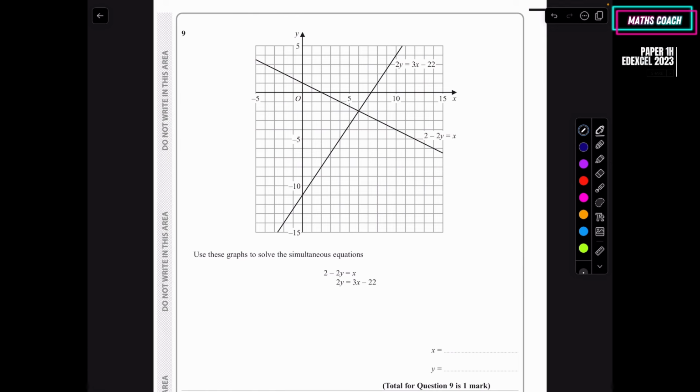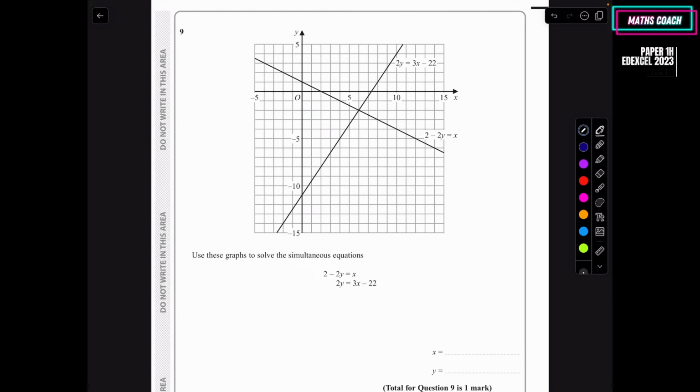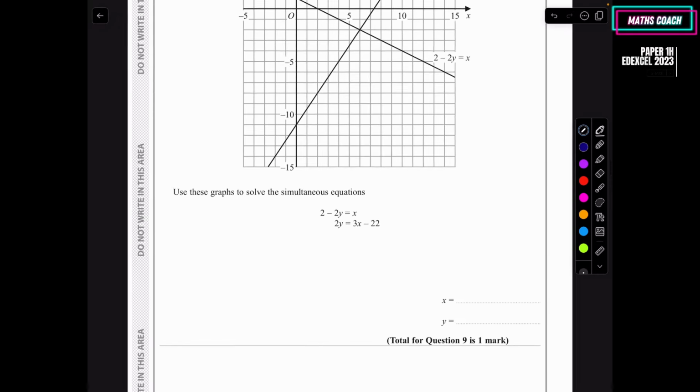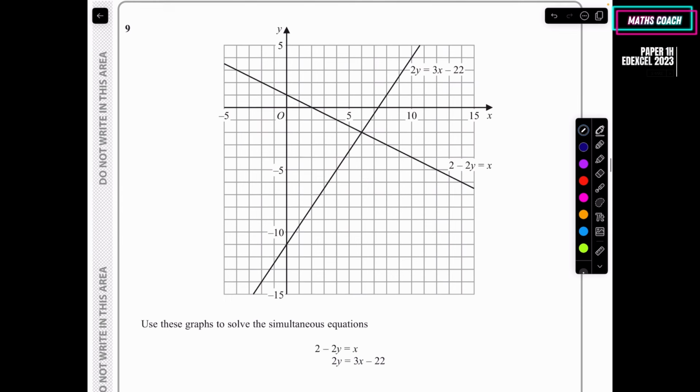Use these graphs to solve the simultaneous equations. Find the value of x and y. This is only for 1 mark, so it must be really straightforward. If you want to graphically solve simultaneous equations, there's one line, there's another line. We're looking for where they intersect, and where they intersect is right here.